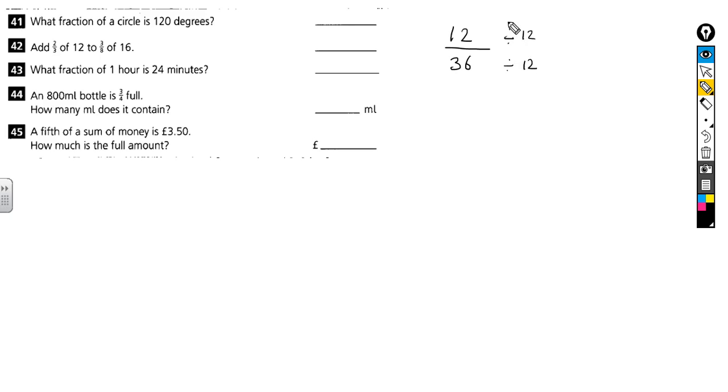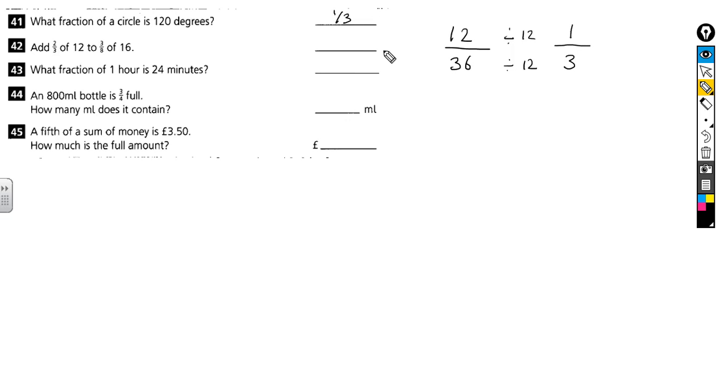If I multiply or divide both the top and the bottom of a fraction by the same number, it will give me an equivalent fraction. That means a fraction that looks different but has the same value. So 12 divided by 12 is 1, and 36 divided by 12 is 3. So 12 over 36, or indeed 120 over 360, is the same as 1 over 3, or 1/3. So that's that answer there, 1/3.